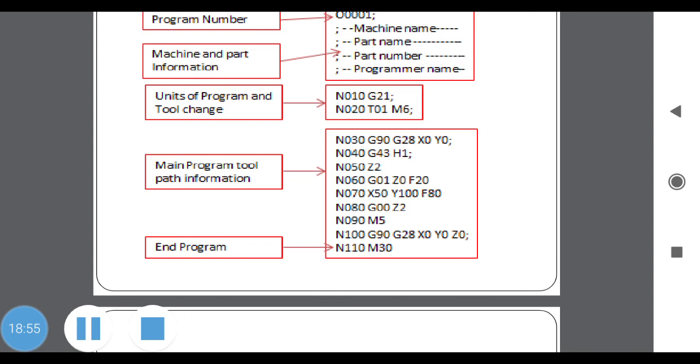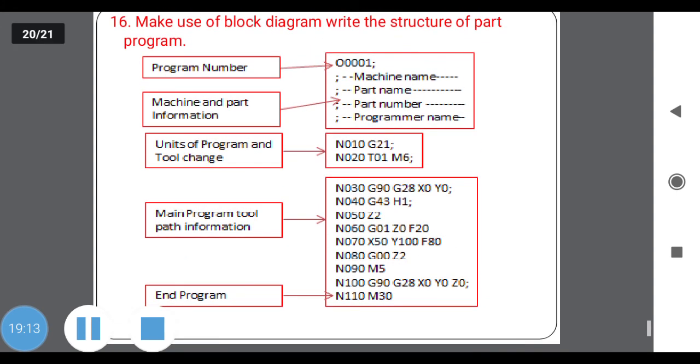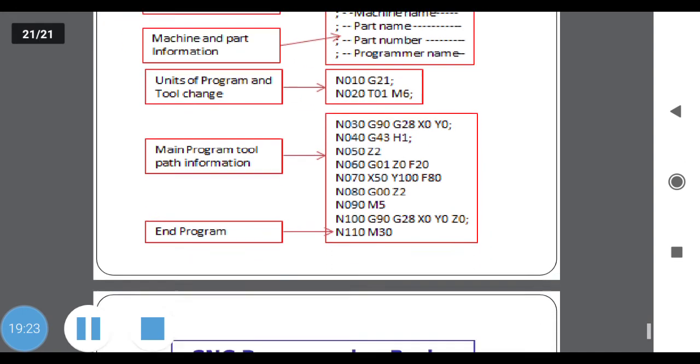Fourth block is the main program, that is the tool path information. In this block we show the total details of your program, from where it starts, what operations it performs and where it ends. That is the main part of the program. Last one is the M30, end of the program. These are the 5 blocks of the structure of a program: program number, machine information, unit of program, main program, end of the program.